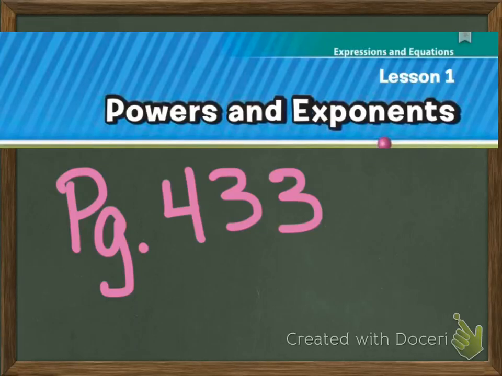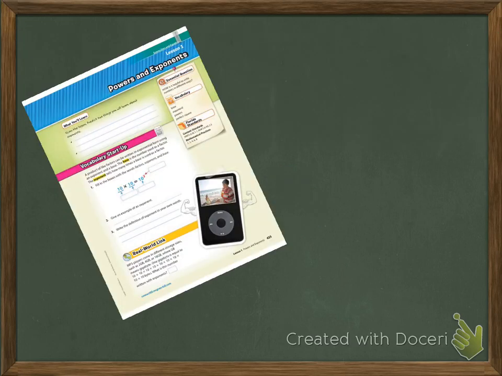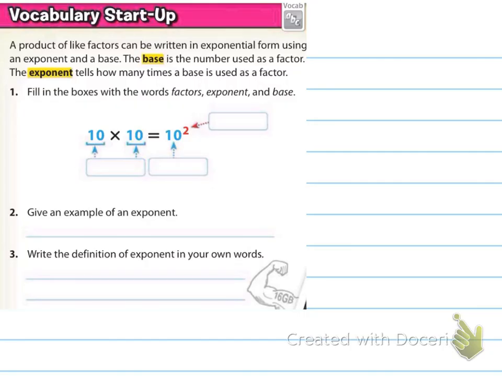Alright, we're going to start with Chapter 6, Lesson 1, Powers and Exponents on page 433. So please open up to page 433. It should look like this. The first thing we're going to do is talk about vocabulary.